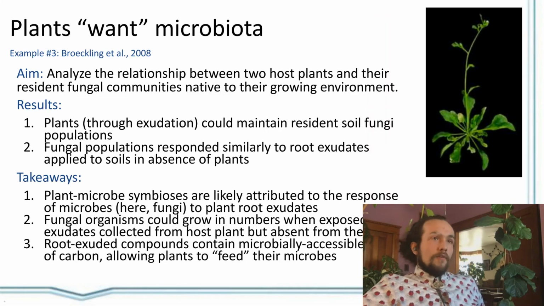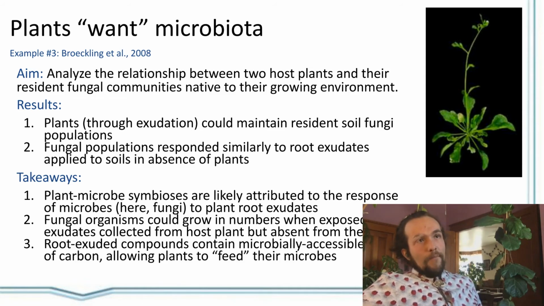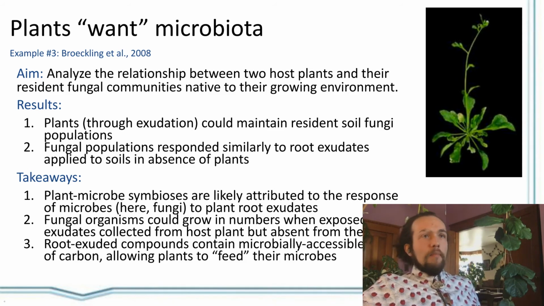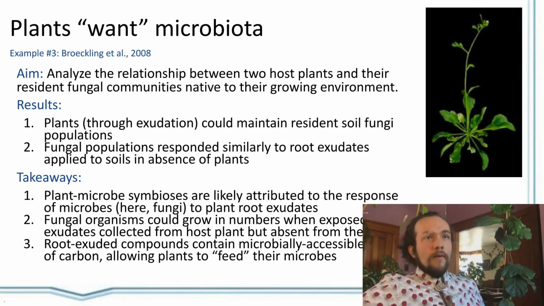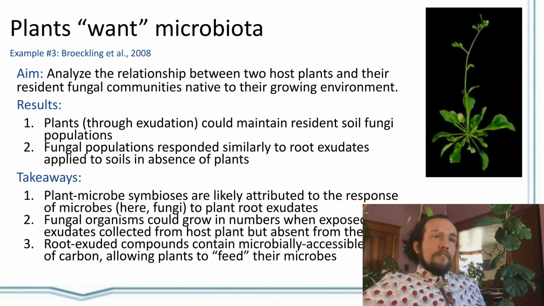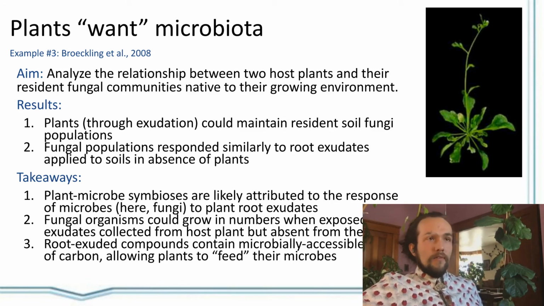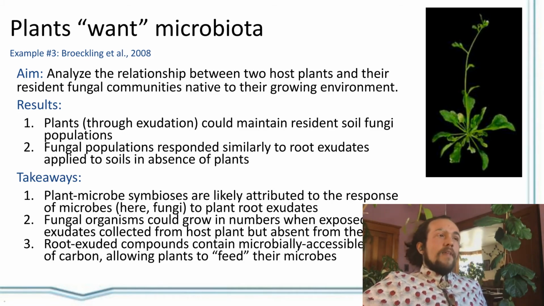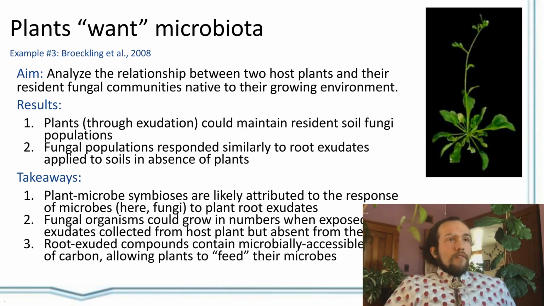Another study, also using Arabidopsis and another wild mustard called Medicago truncatula, were used to examine the relationship between those two plants and their fungal microbiome in an agroecosystem where these crops are grown every year. The authors of this study showed that when these plants were taken out of their native agroecosystem soils, they could maintain the soil fungal populations, the same type of fungi in their native soils as to when they were potted up in the greenhouse. They speculated that that was from the root exudates of these plants.